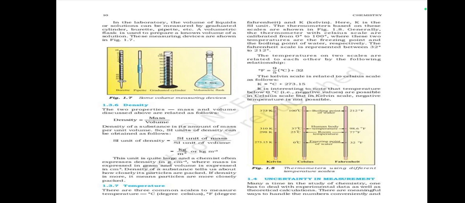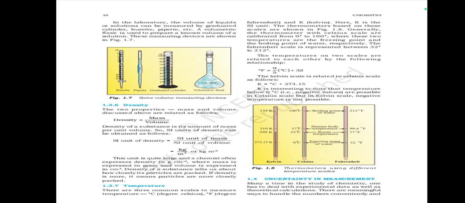degree Celsius, degree Fahrenheit, and degree Kelvin. And here K is the SI unit. The thermometers based on these scales are shown in figure 1.8. Generally, the thermometers with Celsius scale are calibrated from 0 degree to 100 degree, where these two temperatures are the freezing point and the boiling point of water, respectively.